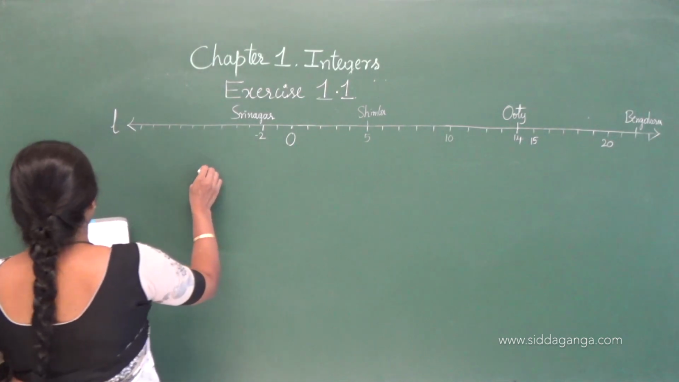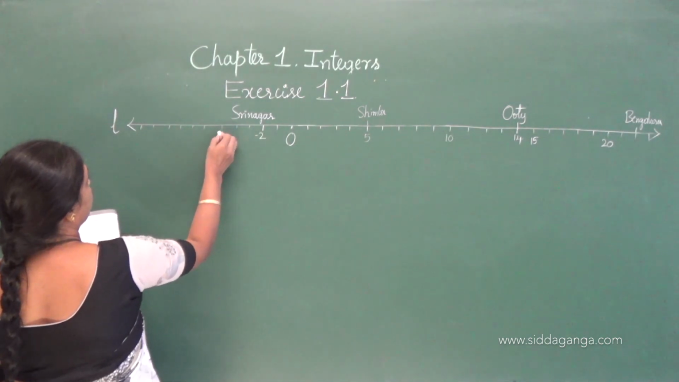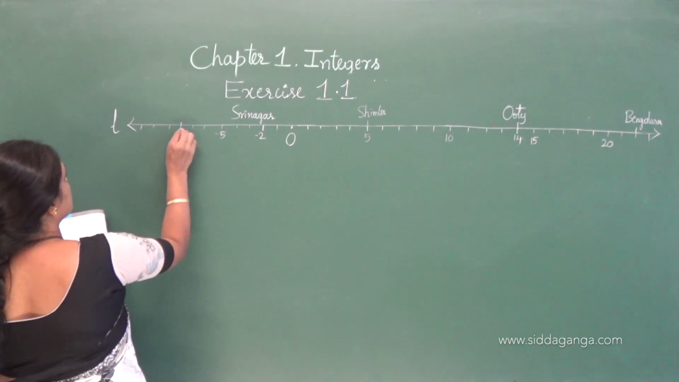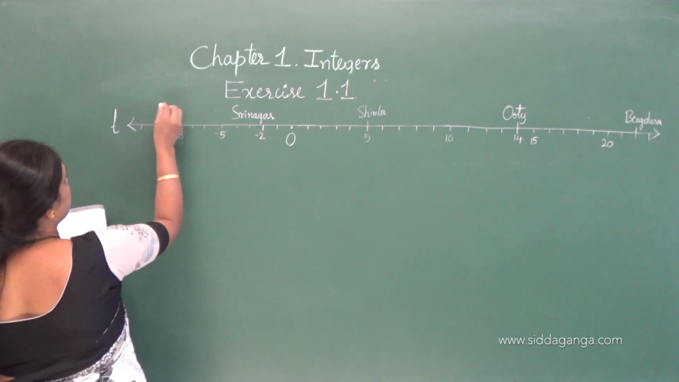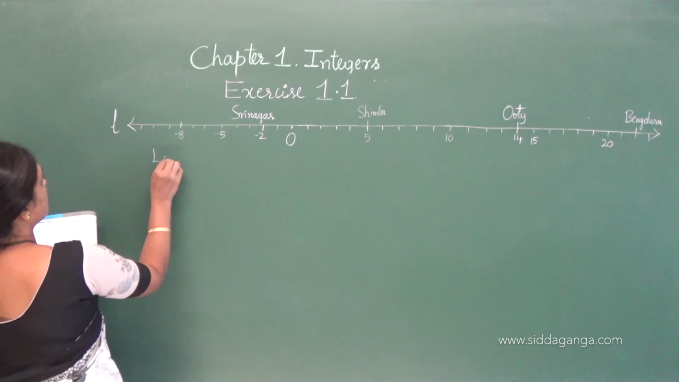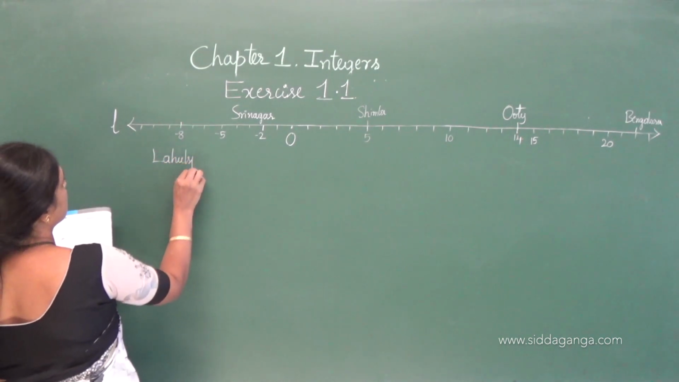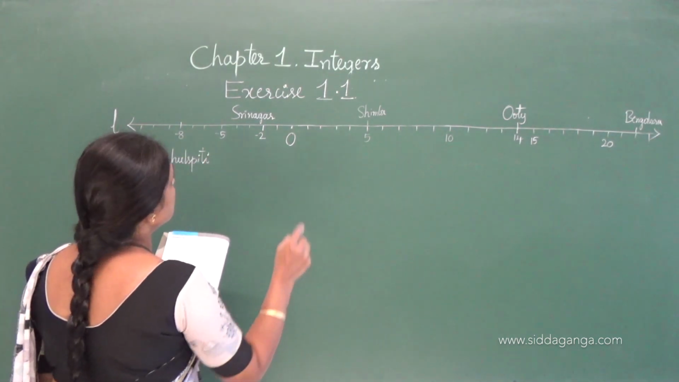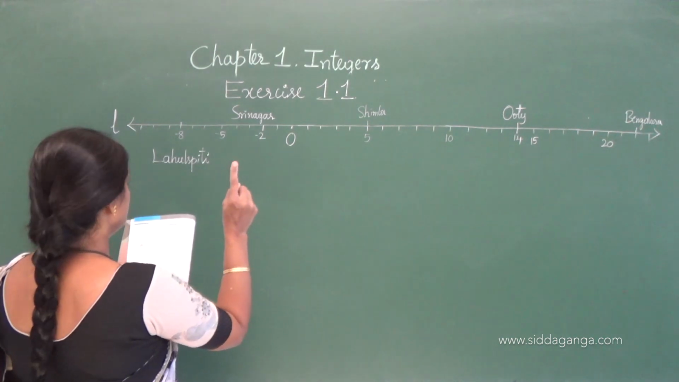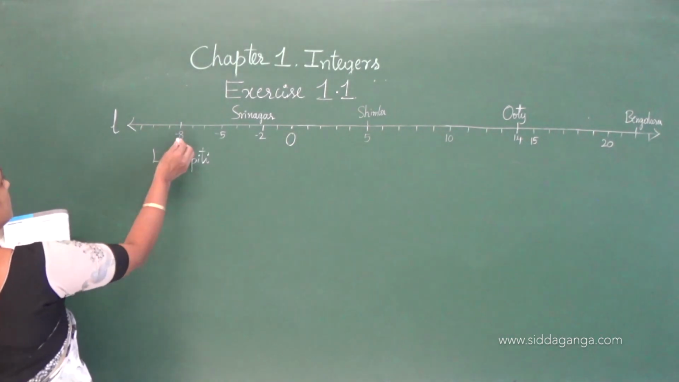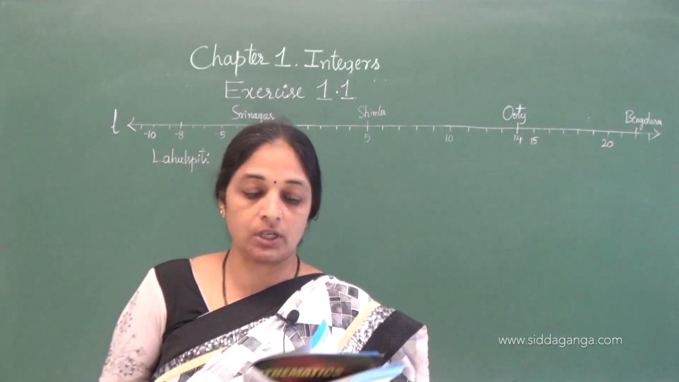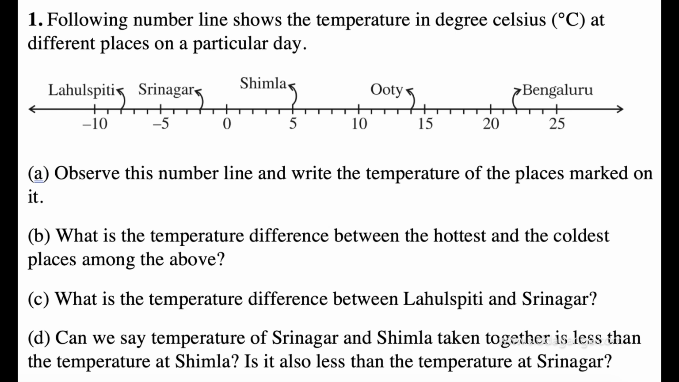Then minus 2, 3, 4, 5, it is minus 5, 6, 7, 8. At minus 8 they have given Lahul Spiti. Okay. Shimla, Srinagar 1, 2, 3, 4, 5. It is minus 10. The first question is, observe this number line and write the temperature of the places marked on it.